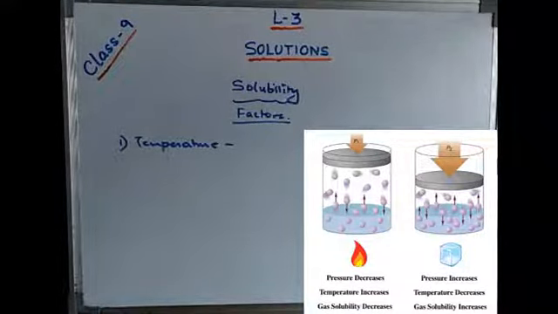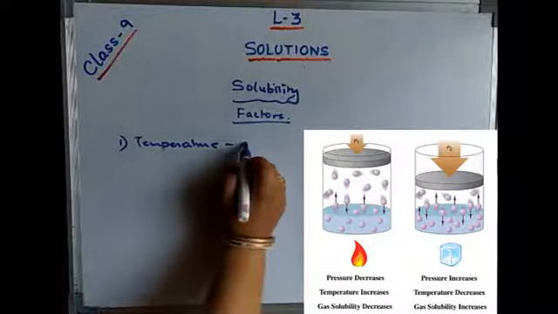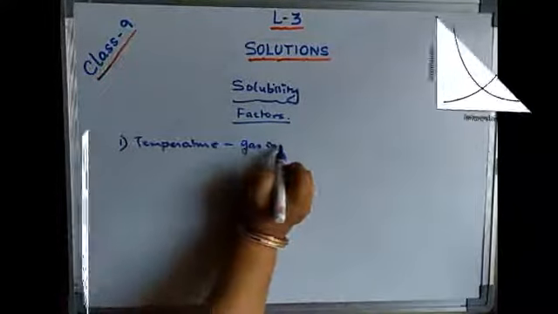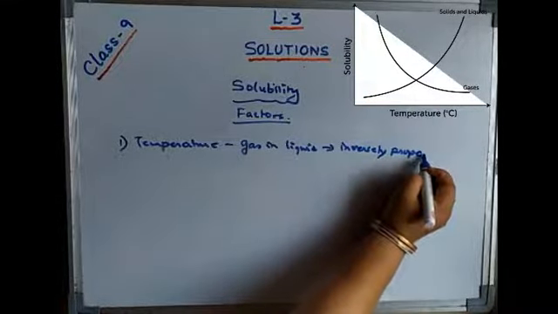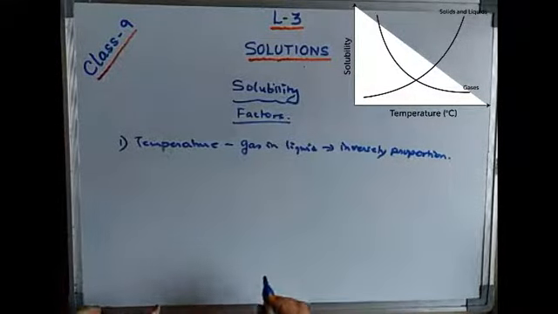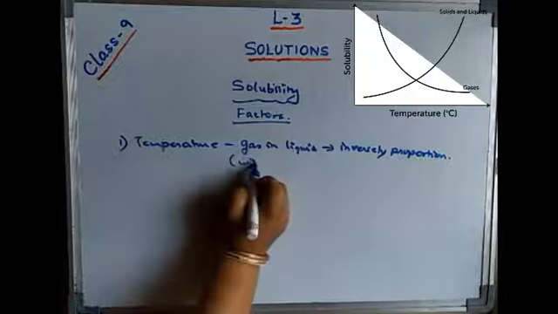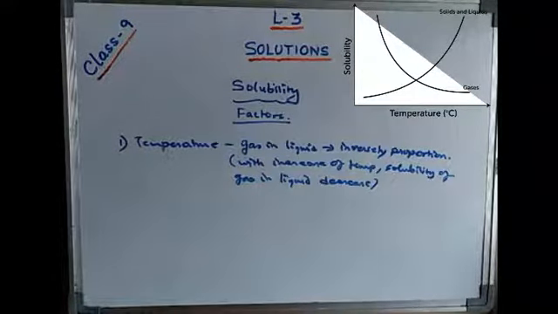When gases get dissolved in a liquid, solubility is inversely proportional to the rise in temperature. That means if you increase the temperature, the solubility will decrease. So for a gas in a liquid, it is inversely proportional. Now, most solids dissolve in water because water is the universal solvent. We find that the solubility of most solids usually increases with a rise in temperature.